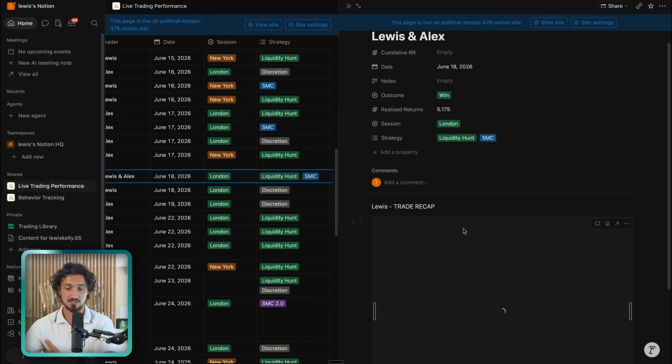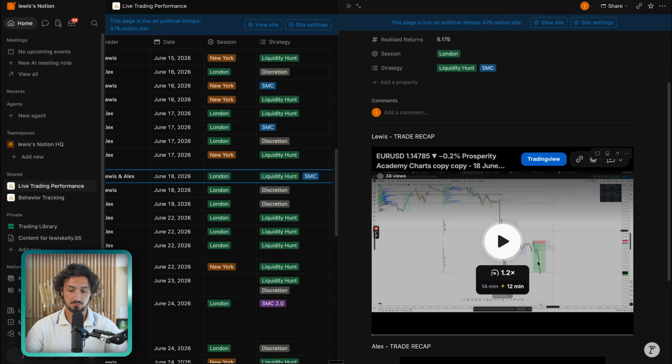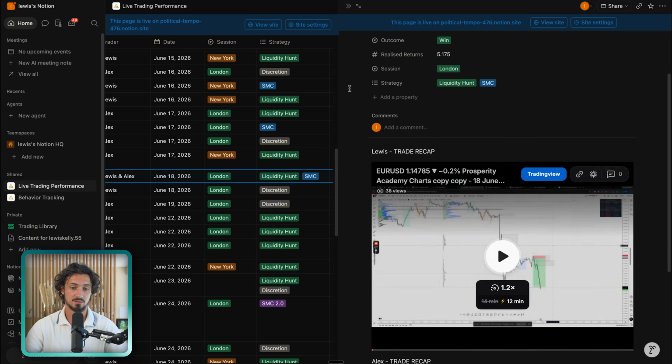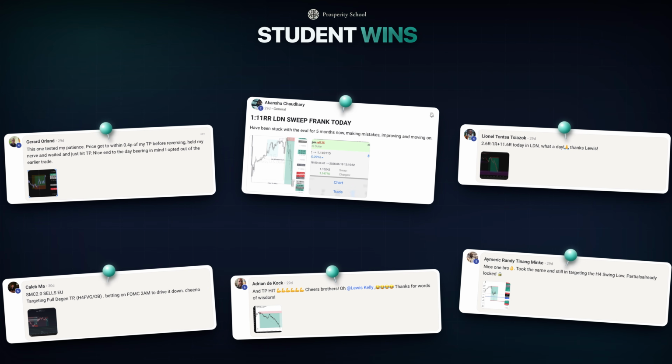It's this one. This is the trade recap. It is from June 18th. And this is the exact trade breakdown, right? The before and the after. And again, you can see in the screenshots here that many other traders caught this exact same trade.